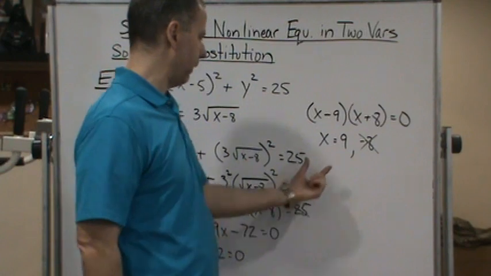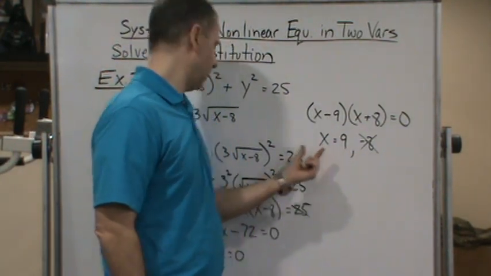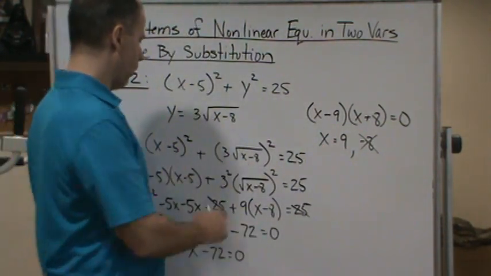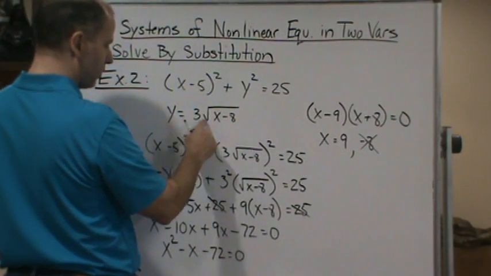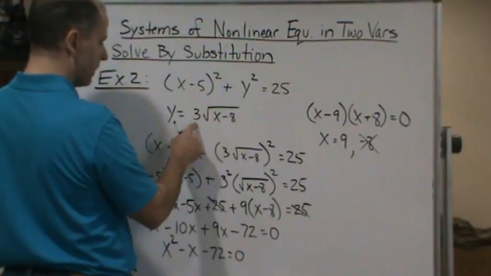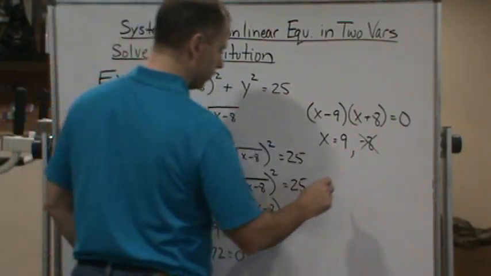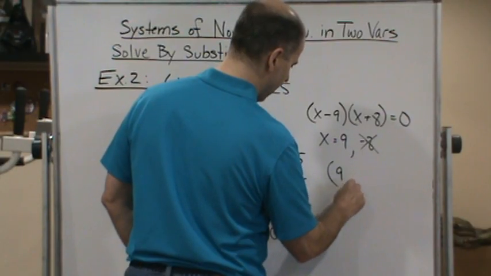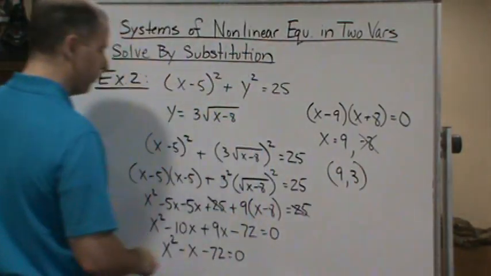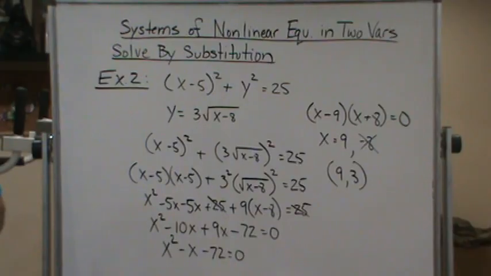So guess what? This cannot be part of the solution. Now all we have to do is test 9, because 9 will work. When we put in 9, what do we get? We get 9 minus 8, which is 1. The square root of 1 is 1. 1 times 3 is 3, so y equals 3. So the only solution is (9, 3). And that's it.